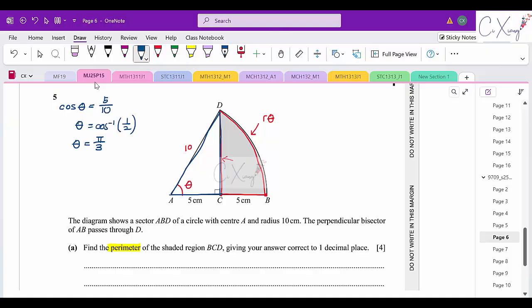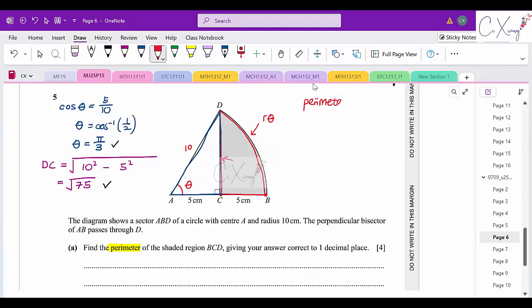After that, I want to get the length of DC. How do we get it? We can use the Pythagoras theorem to find DC: hypotenuse length squared minus adjacent length squared. You'll have square root of 75. Now we have theta, and we have the length of DC. To find the perimeter, it shouldn't be too hard.